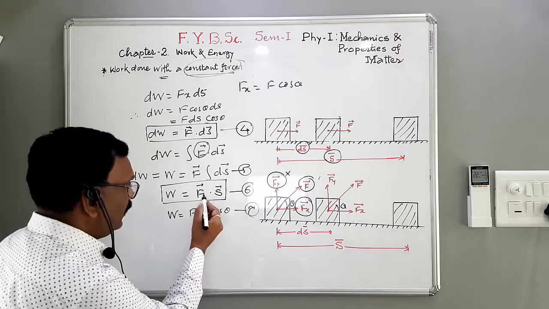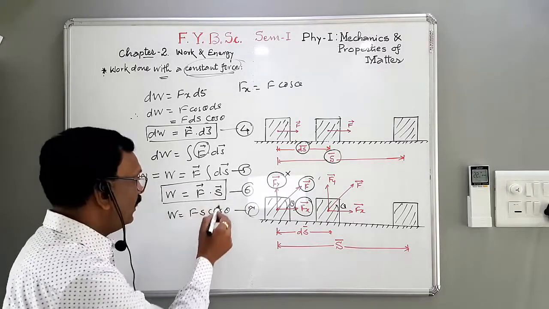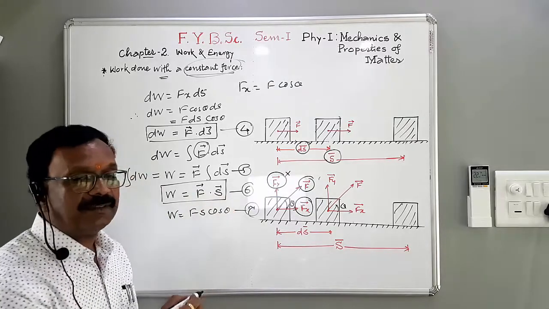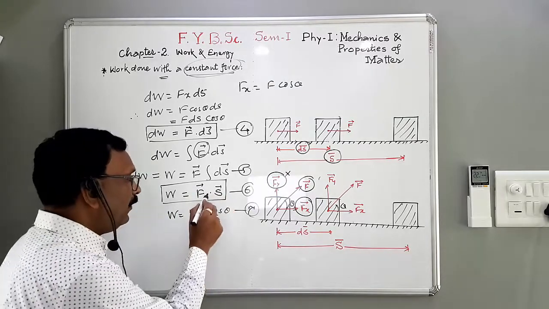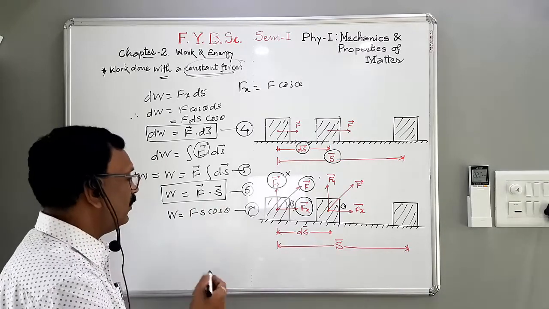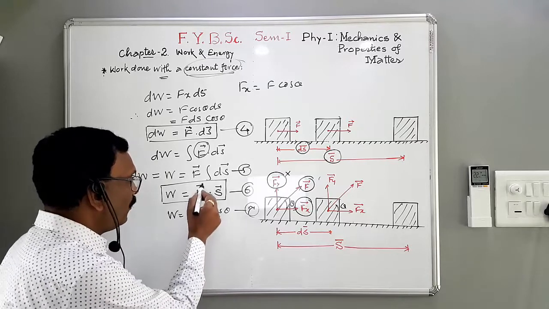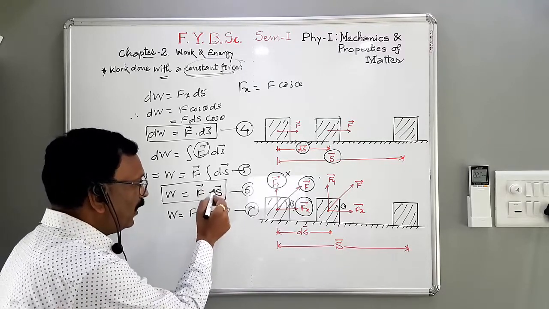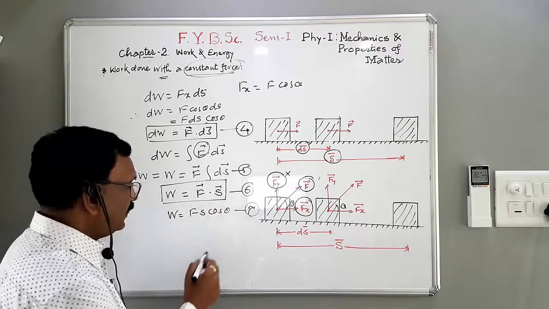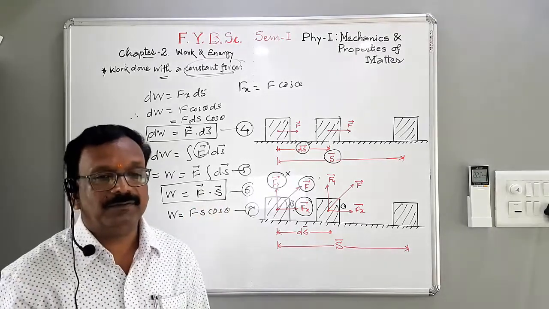Once again, here F is a vector quantity, the force vector, and vector S, that is displacement, is also a vector quantity. When we take the dot product or scalar product of these two vector quantities, we have Fs cos theta, where F is the magnitude of vector F, S is the magnitude of vector S, and theta is the angle between these two vectors.